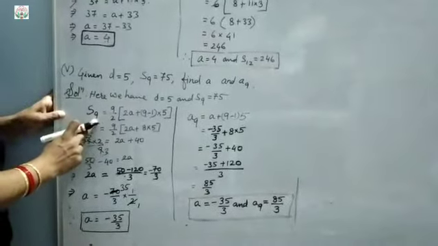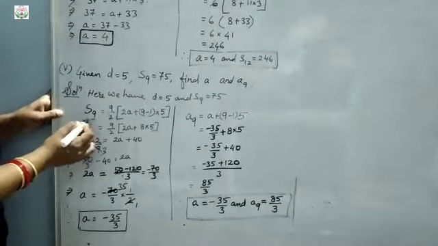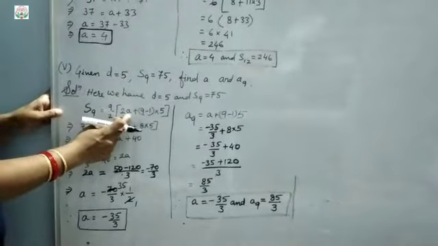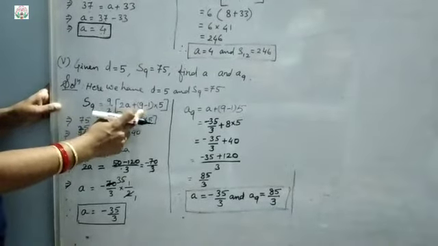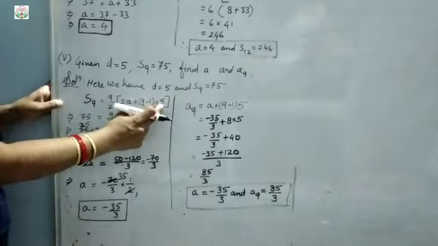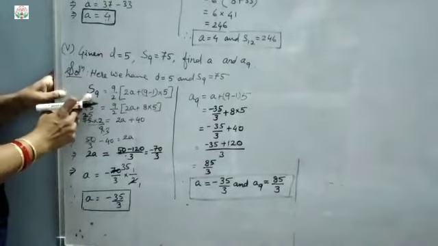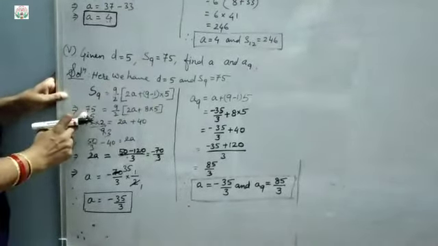So here S9 equals, N is what? N is 9. So 9 upon 2 into 2a, because the a value is not known to us, plus n minus 1, that is 9 minus 1, into 5, because d value is 5. Now S9 is given as 75, so we'll put the value there.